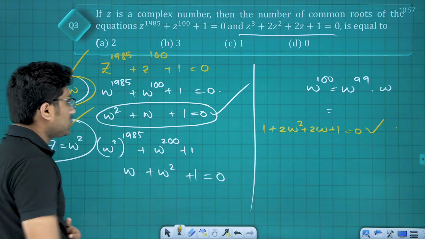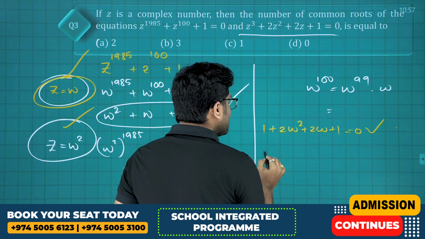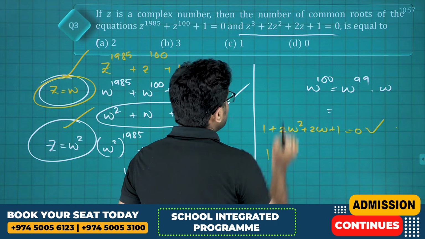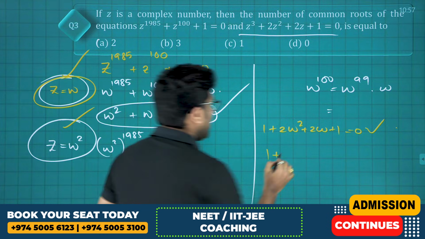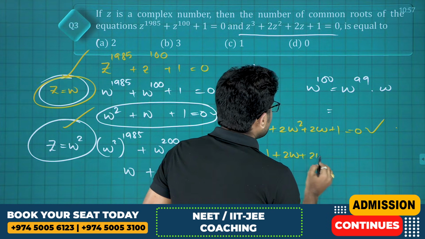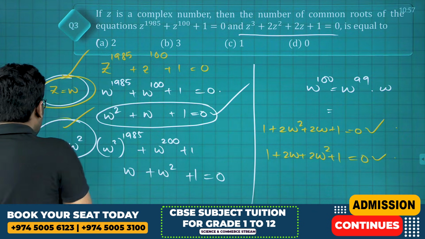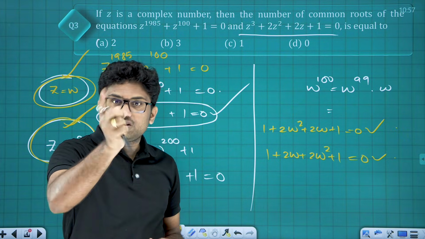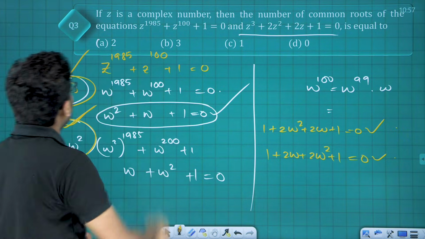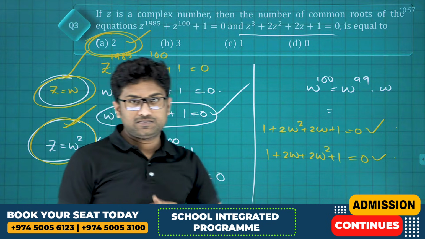Let's see for z equals to omega square also. So omega square whole power 3 is omega power 6, which is 1, plus 2 into z square, that is omega square whole square, omega power 4, which is omega, plus 2 omega square plus 1. This is again 0. So that means z equals to omega square is also a common root. Therefore these two equations have two roots in common.